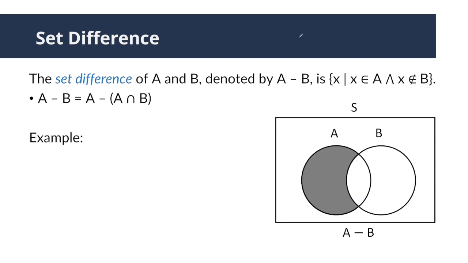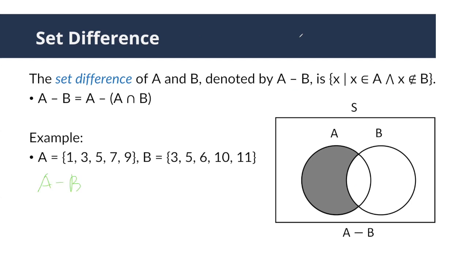Next, let's see one example. Again, we use the same examples for A and B. To write down A set minus B, for every element in A, we check whether it's in B.